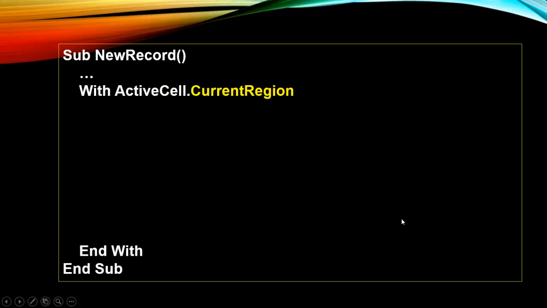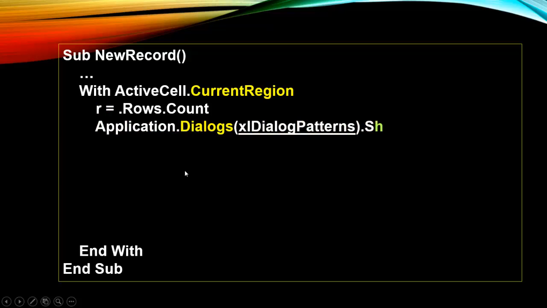So we talk to the active cell current region, and VBA knows what that is, and we say, give me from that current region dot rows dot count. We store that in R, so we know exactly how many rows we have. And we call from Excel application the collection of dialogs. And we specify which one we want, Excel dialog patterns, dot show. So the user will now see their dialog box.